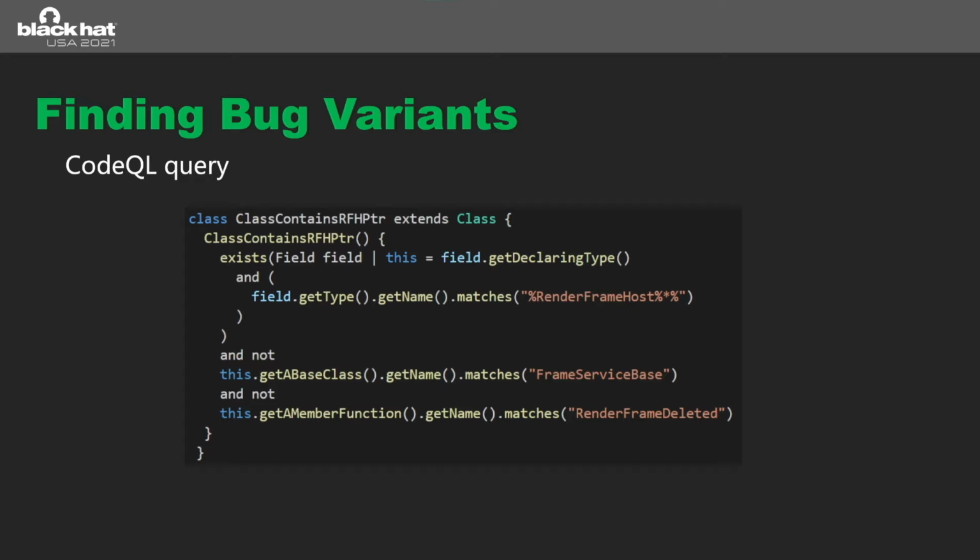It's not hard to write a CodeQL query to search this. Here is the key part of the query. First, it finds a field which is a raw pointer to RenderFrameHost. Then it says the class is not a subclass of FrameServiceBase and not a subclass of WebContentsObserver, or the RenderFrameDeleted method is not implemented.